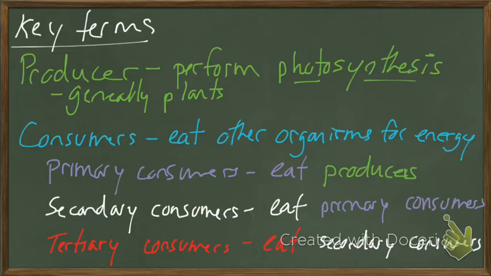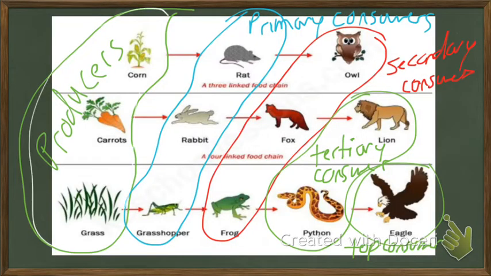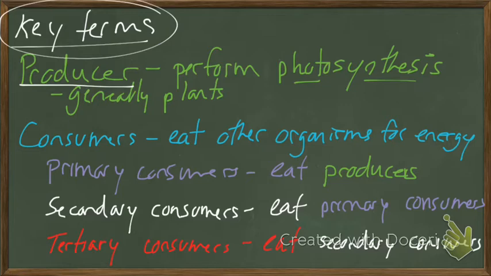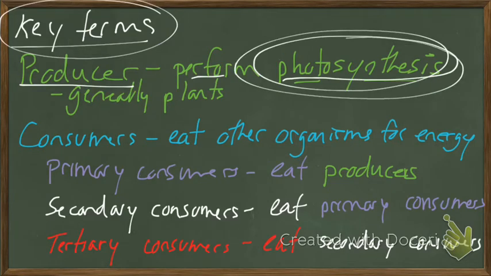So, starting off with our key terms. A producer. Keep in mind, these are your producers. They all have one thing in common. They're all plants. They perform photosynthesis. That's a weird, long word. I'll explain what that is later. But they're generally plants, okay? Producers, 99.99% of the time, don't necessarily eat anything, okay?